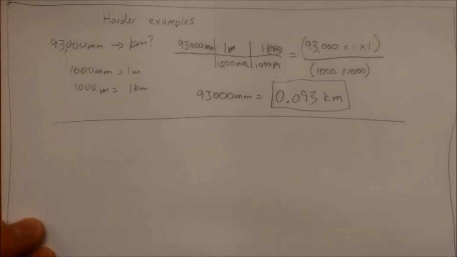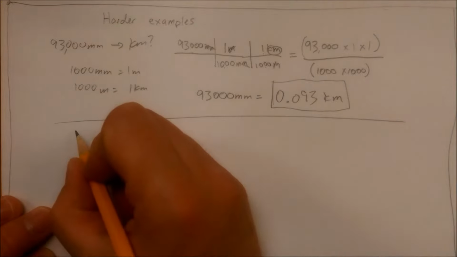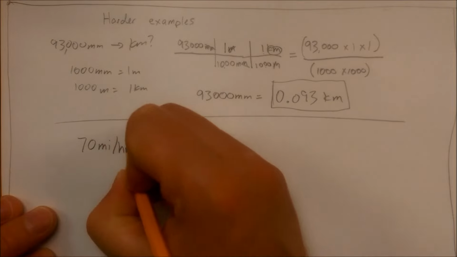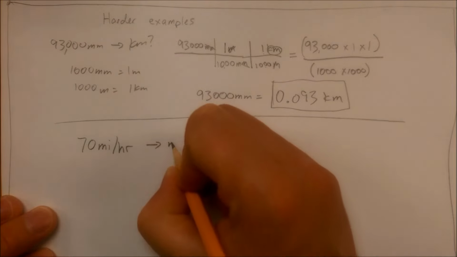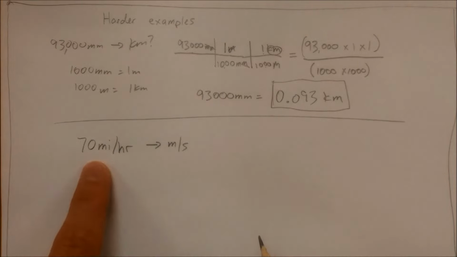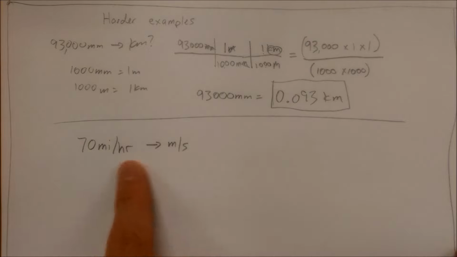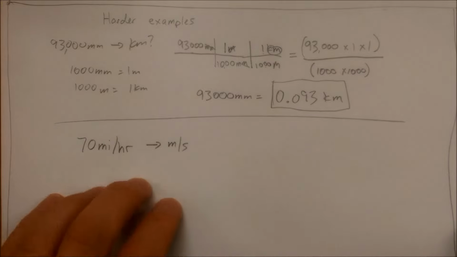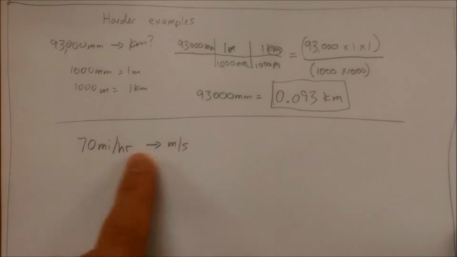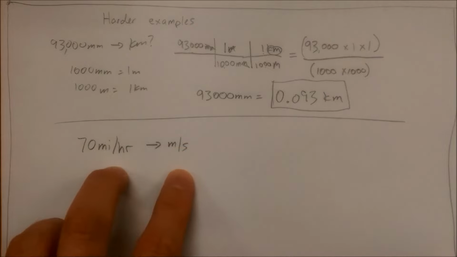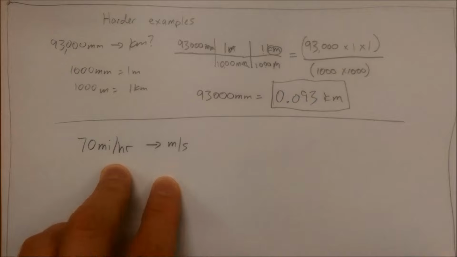Now let's try an even harder, trickier question. So now I'm going to say, what if we had 70 miles per hour, and we want to know how many meters per second that is. This is the standard English unit, or what we use here in the United States for speed. But in physics, we're going to use meters per second as a standard unit. So this will be a common conversion that we'll have to do from what we're used to to what we need to use. So this one's going to be a little bit longer process.